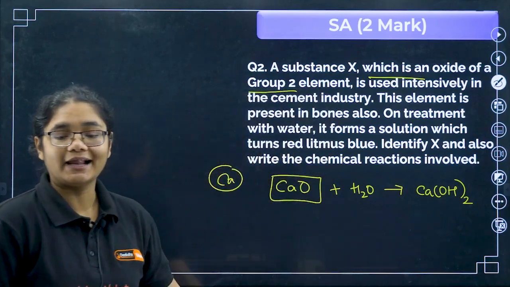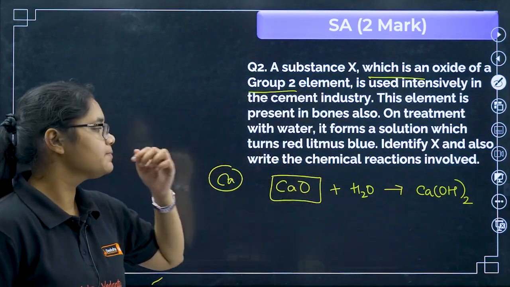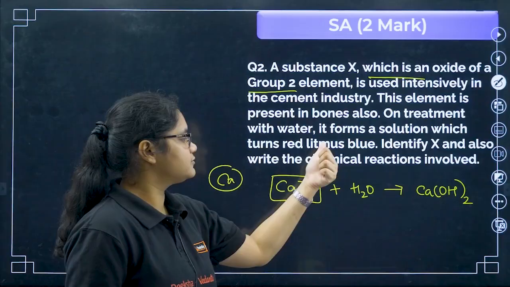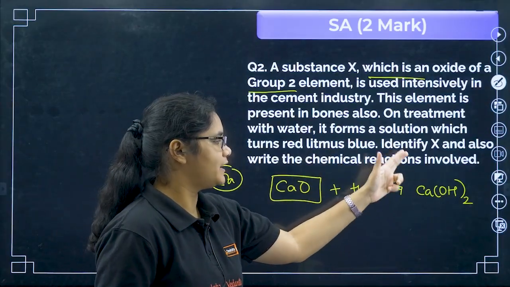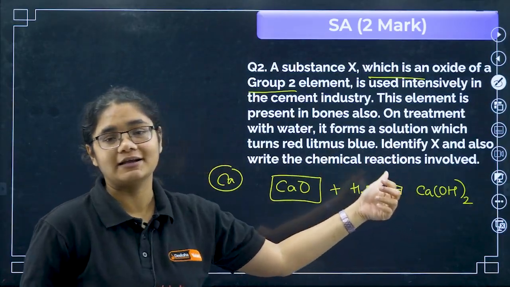Okay, you will get calcium hydroxide. Clear? So now on treatment with water, it forms a solution which turns red litmus blue. Identify X and also write the chemical reactions involved.